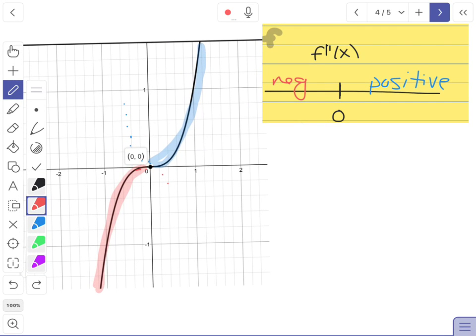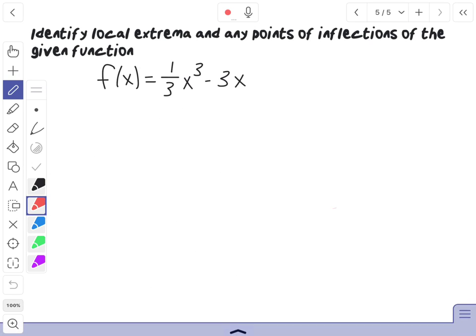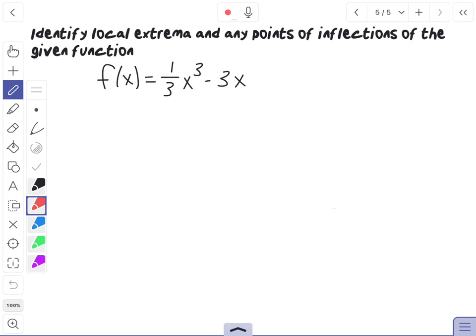One last example: we won't always be able to have graphs to do this, so it would be important to see this algebraically. So here we're supposed to identify any local extrema and points of inflection on this given function. There are different ways to calculate the local extrema. So first of all, we'd have to start with our first derivative.